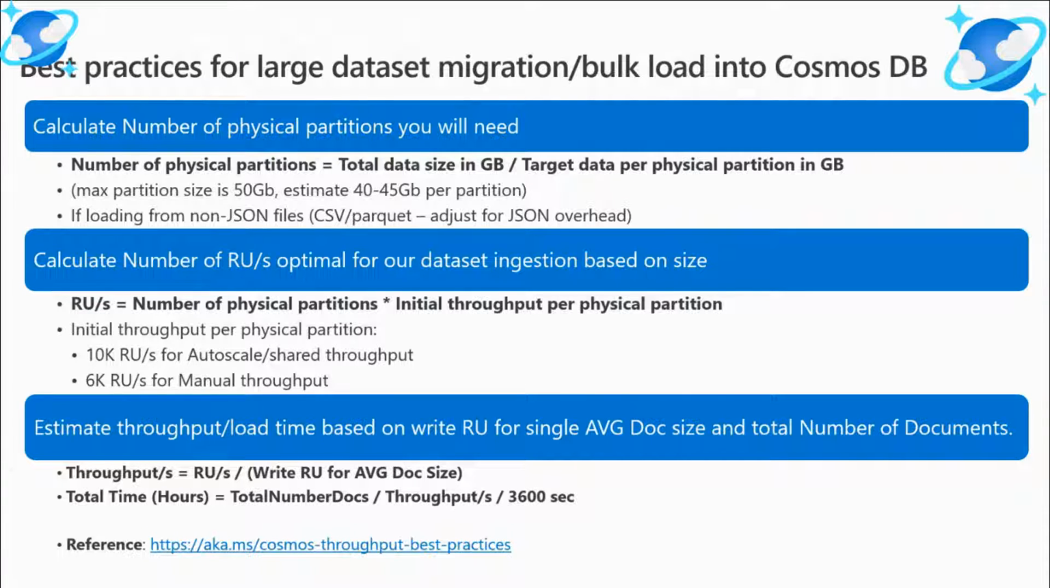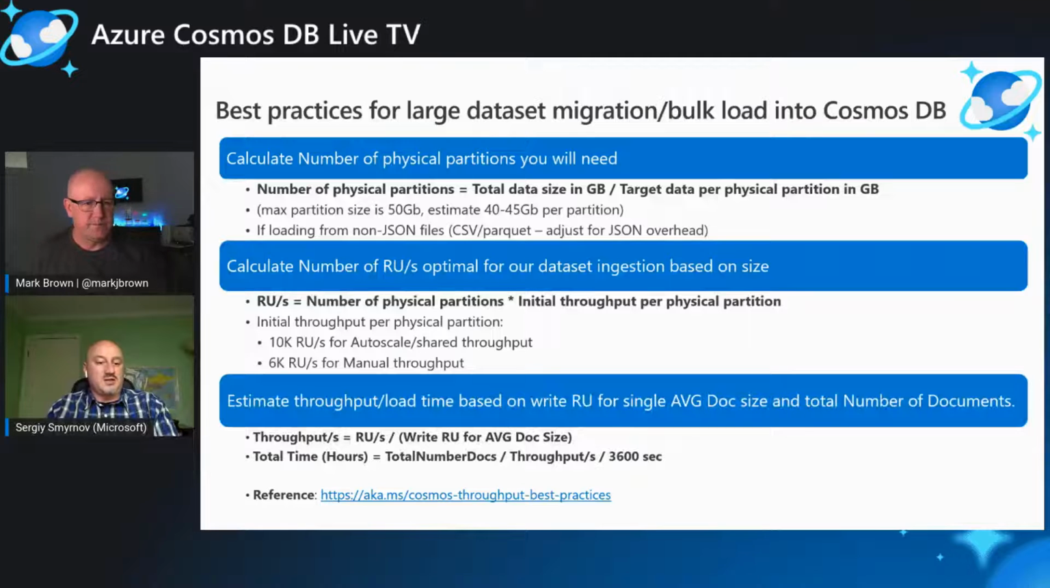and divide it by targeted data per physical partition. What we normally recommend is use 45 GB per partition because there will be some indexing overhead, potential data growth, etc. So you don't want to load data up to 50 gig and then start splitting it right away. Doesn't make sense. So I normally use 45 GB because this will give me enough headroom for indexing and other stuff. Yeah, indexing could add some additional storage there.